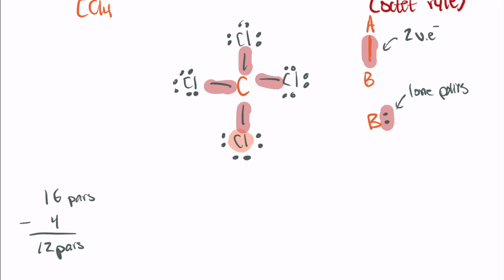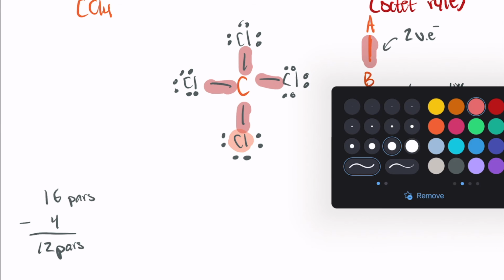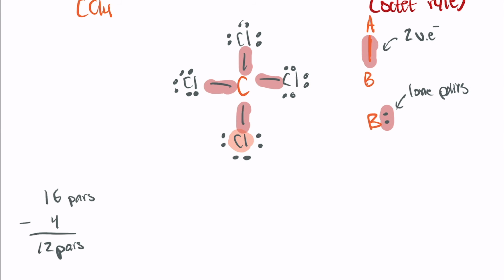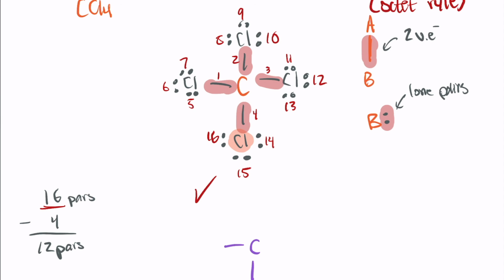So here we have, let me just count. We have 1 here. We have 1 here, 2, 3, 4. So that's 4, 5, 6, 7, 8, 9, 10, 11, 12, 13, 14, 15, and 16. And because we've hit this total of 16 pairs, we are all good. And this is the final structure, let me just draw it out again, of carbon tetrachloride.